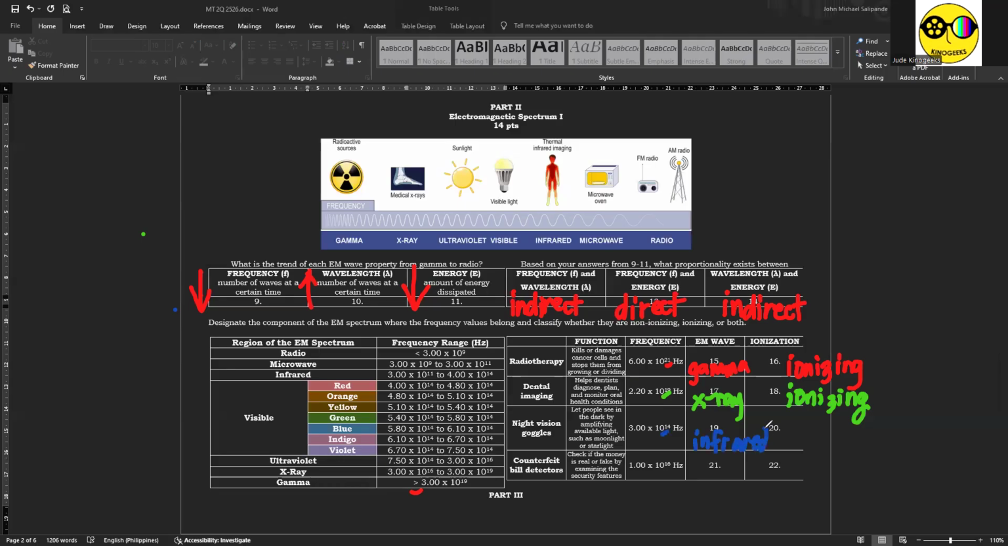Any frequency that has an exponent of 14 is tricky because it encompasses a wide spectrum from infrared down to ultraviolet. But night vision goggles fall onto infrared because, by looking at the range 3 times 10 to 11 to 4 times 10 to 14, the frequency for night vision goggles, 3 times 10 to the 14, is lower than the threshold for infrared, which is 4 times 10 to the positive 14. And infrared only vibrates bonds, so its ionization is non-ionizing.